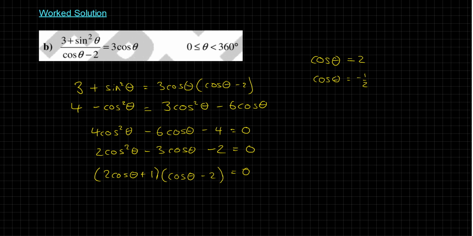Cos theta equals 2, there's no solutions. So effectively, we're just solving this one, cos theta equals minus a half. Again, try and do it yourself first, but the final answer in that case, you should be able to get 120, presumably from your calculator, and then also figure out that the second answer is 240. And those are your 2 solutions.